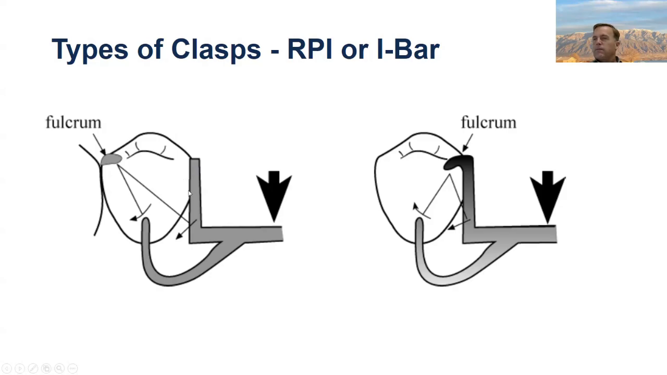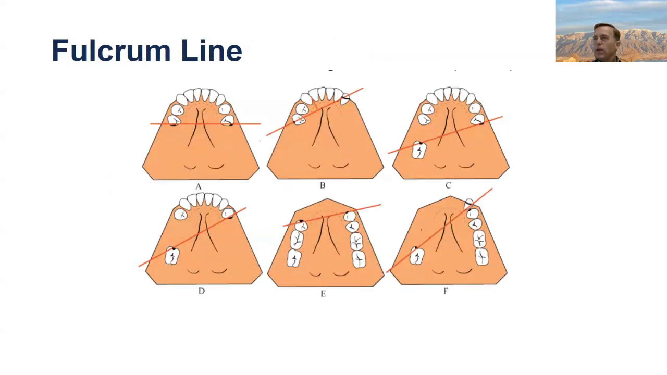So, a couple things. Not all labs know this, so make sure you mentor your laboratories about the RPIs. And then from your perspective, it's good to request an I-bar clasp if at all possible, anterior to your class 1 and class 2 cases. Again, there is going to be movement. Even if they fit perfectly, there will be slight movement. So you want to make sure that your design allows for that. So the fulcrum line is important.